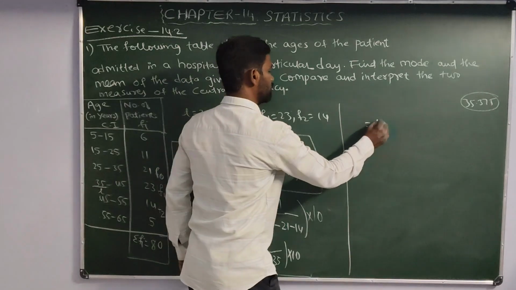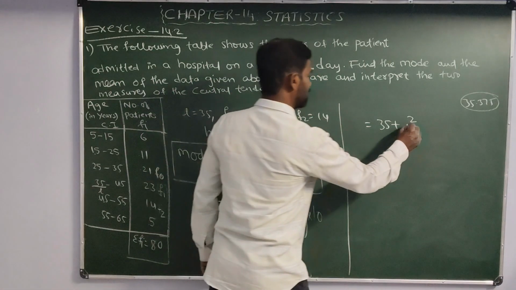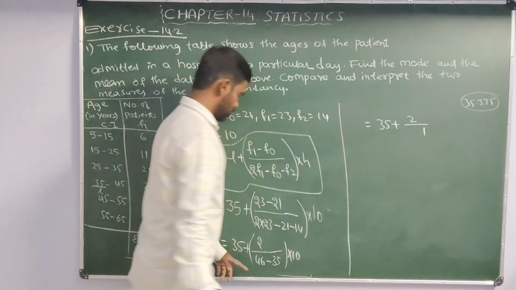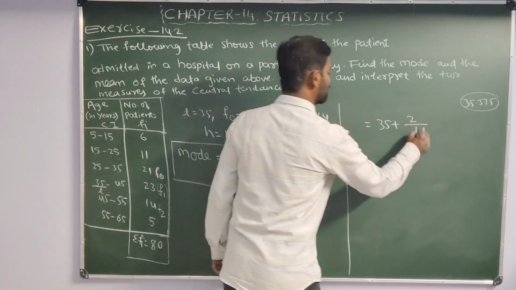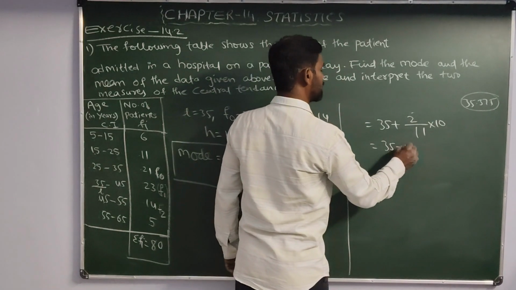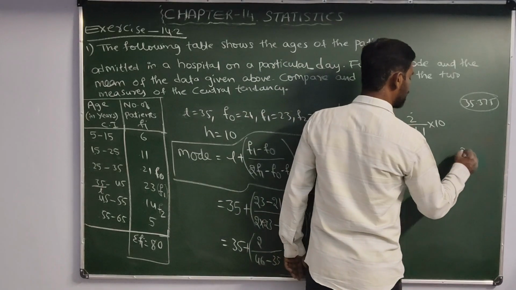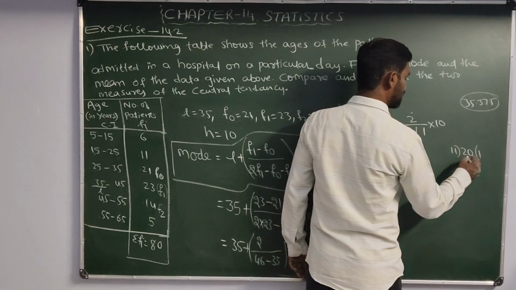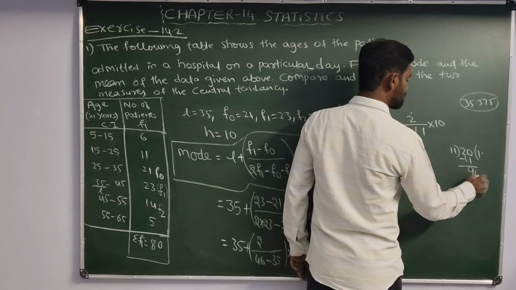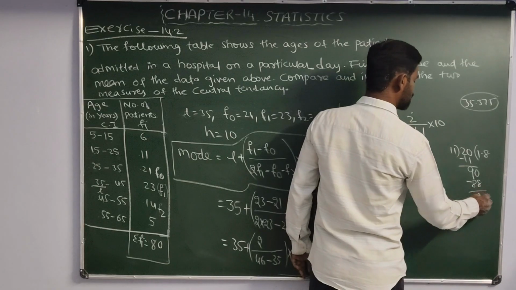So that is equal to 35 plus 2 by 46. 6 minus 5 is 1. 4 minus 3 is 1. So it is 11. 11 into 10. Multiply the 2 into 10. It becomes 20. 20 divided by 11. Now divide 20 by 11. 11 ones are 11. So 20 minus 11, it is 9, 0. 11 eights are 88. So it is 2.